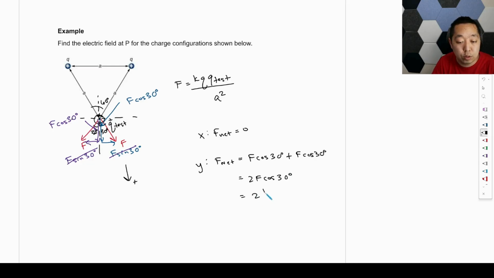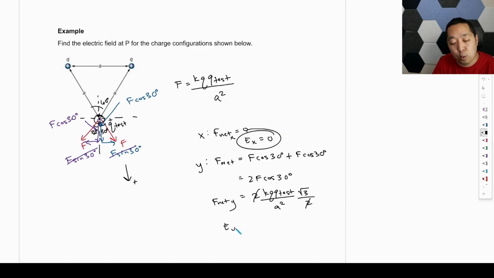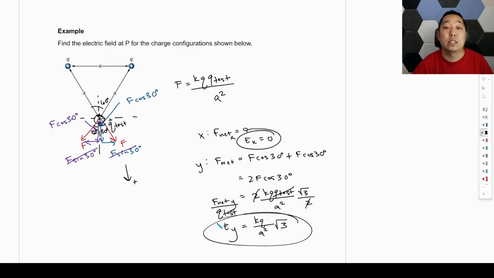And that's going to be 2KQ Q test over A squared, right? Times cosine 30 degrees, which is root 3 over 2. And that gives you the net force in the y direction. And there's no net force in the x direction. So that means the electric field in the x direction is 0. So for the electric field in the y direction, you just divide out the Q test to this side, and you get KQ root 3 over A squared. And that would be the net electric field. So that's a way you can calculate the electric field when you have multiple point charges, okay?